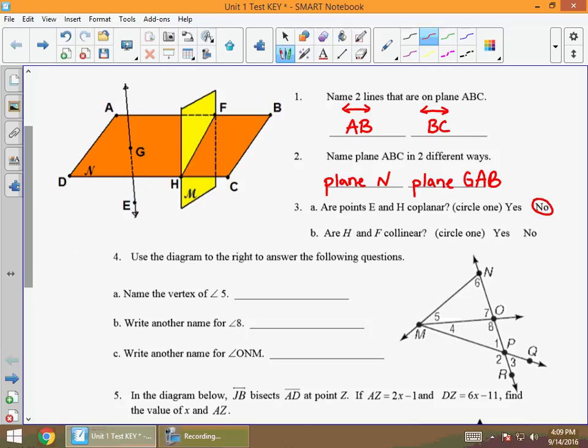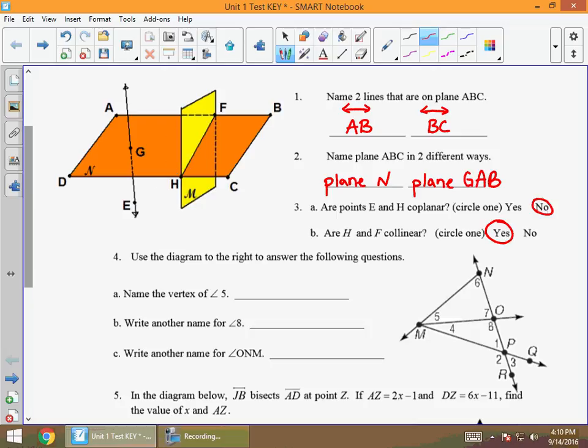Part B says H and F. So here's H, and here's F. And it wants to know if they are collinear. Are they on the same line? And you can see right here is the line that they share. So yes, they are collinear. Collinear meaning in the same line.